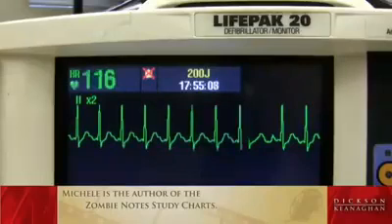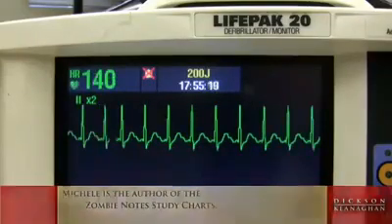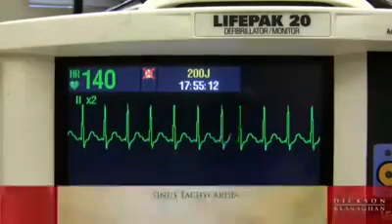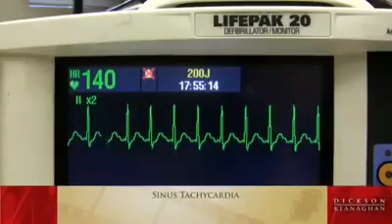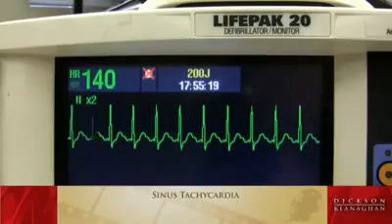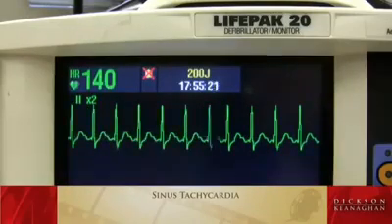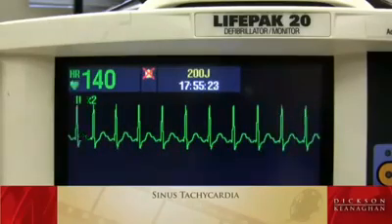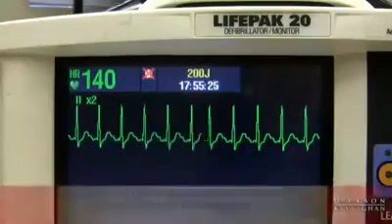When the heart rate is below 150 but yet above 100, it is sinus tachycardia. It's a faster rhythm. QRSs are narrow, but it's difficult to differentiate between the P's and the T's. But it usually is a regular rhythm, sinus tachycardia.